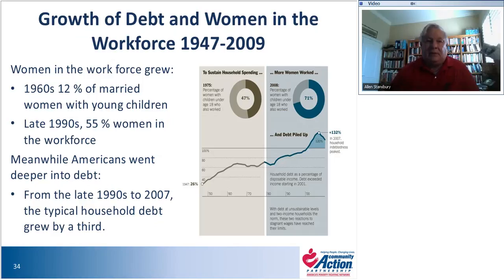And here's the growth of debt and women in the workforce. As women came into the workforce, the debt of the average American went up. And you can see that in 2002, we're sitting at about 132% higher than it was, let's say, in the 60s. Substantial. So let me talk a little bit more about that, Alan.